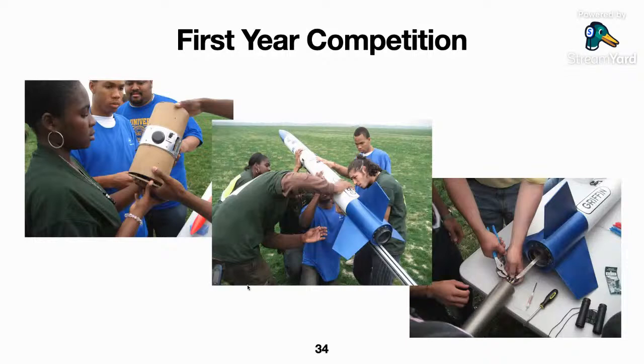So this is our first year competition. This is a smaller electronics package here that's going in. And that's the rocket. It's being mounted on a launch rail.